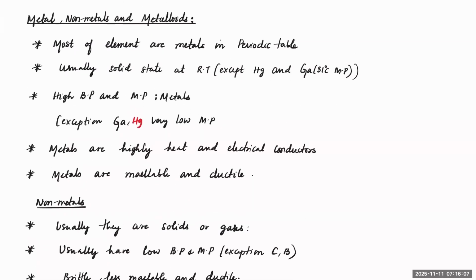Next, metals, non-metals, and metalloids. If we compare, most of the elements in the periodic table are metals. Usually, they are solid at room temperature. They have high boiling and melting points, except for gallium and mercury. Metals are good heat and electrical conductors. Metals are also malleable and ductile.